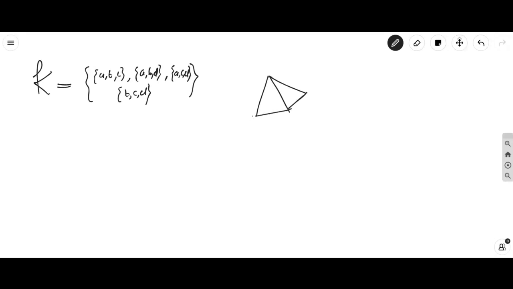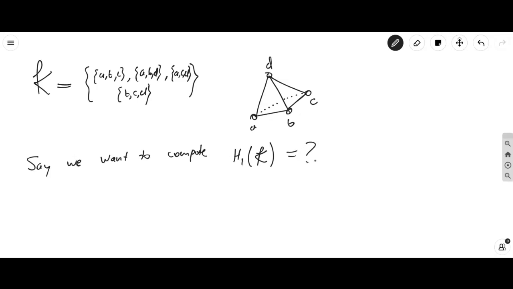And then we have a figure like this. This is A, B, C, D. So that is our tetrahedron. That would be the geometric realization of that complex. And say we want to compute the first homology group of this complex. How would we do it? We're not actually going to compute it in this lecture. What we will do is we will set the problem up.